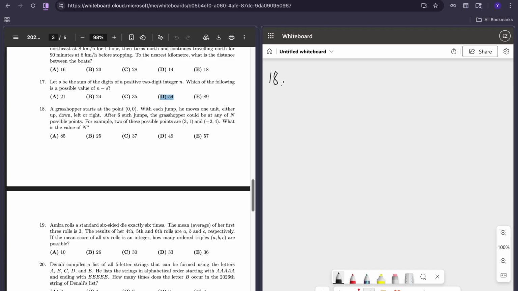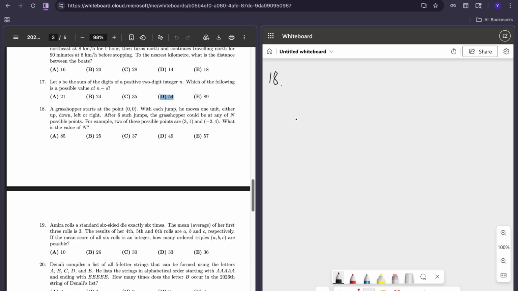A grasshopper started at a point 0, 0. With each jump, he moved 1 unit, either up, down, left, or right. After 6 such jumps, the grasshopper could be at any of n possible points. For example, 2 of these possible points are (3, 1) and (-2, 4). What is the value of n?